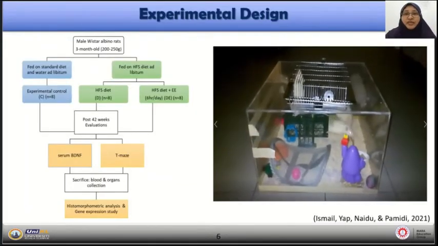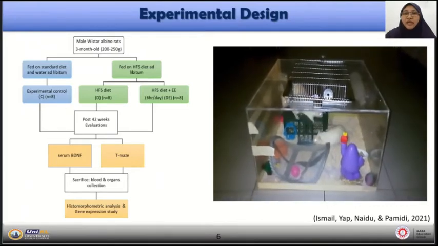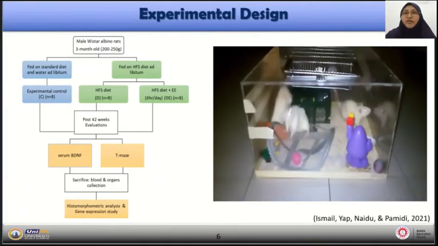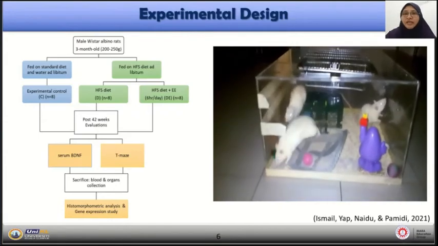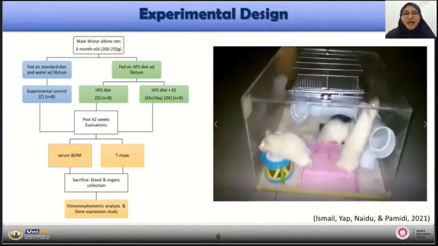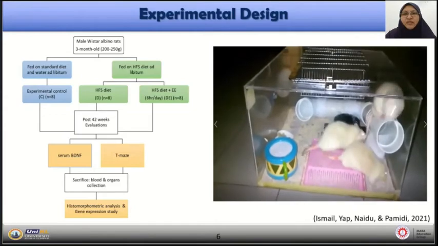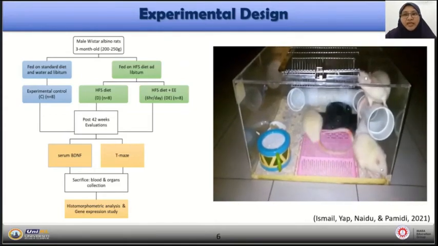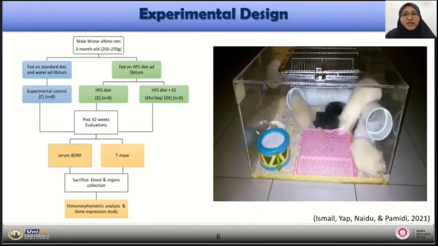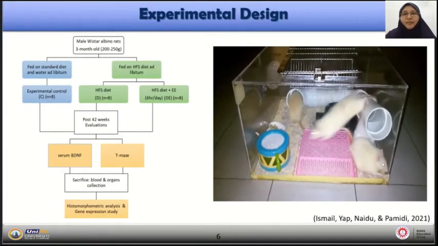Throughout the study, rats in the C group that received standard diet and the D group that received high-fat sucrose diet were placed in standard cages. In contrast, rats in the DE group that received high-fat sucrose diet were placed in EE cages for 6 hours per day during the dark cycle. So, rats are nocturnal animals. Thus, naturally, rats are more active during the dark cycle. At the end of the study, serum BDNF, homeostasis, histophotometry analysis, and gene expression of hippocampal tissue were evaluated.